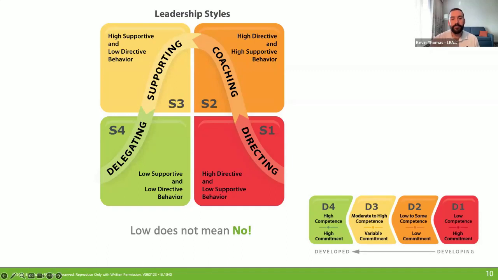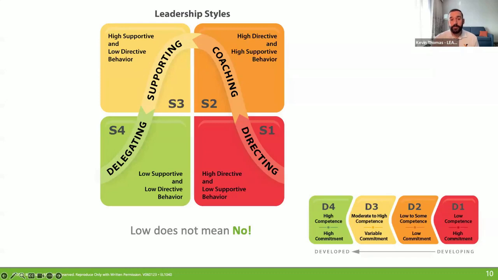So let's break down these styles even further so we can be more specific around what high and low actually means for each style regarding supportive and directive behaviors. In style 1, there's much more direction. In an effective style 1 conversation, the leader probably talks about 70% of the time. In style 2, it's about 50% direction, 50% support. There's more explaining instead of defining, more clarifying instead of telling. The leader and team member probably talk about 50% of the time each.